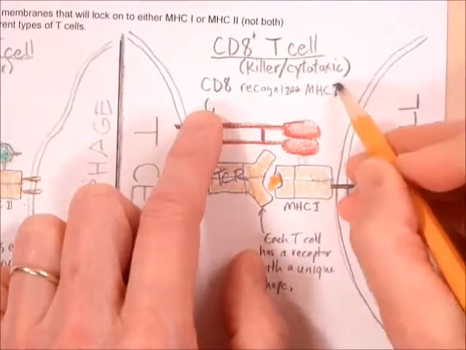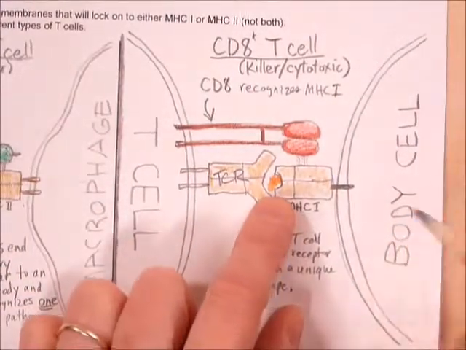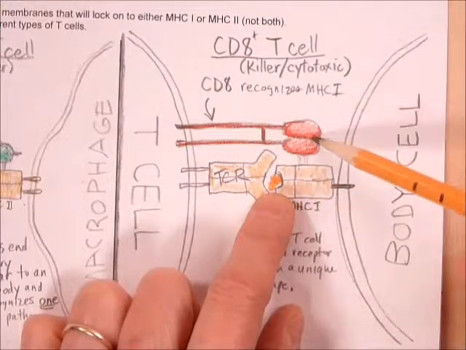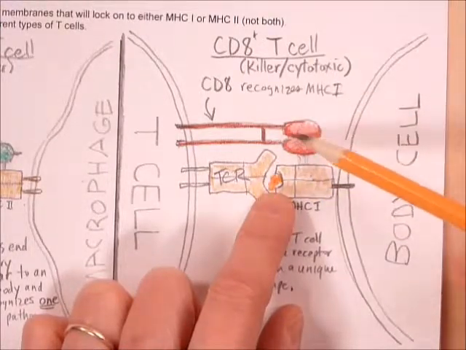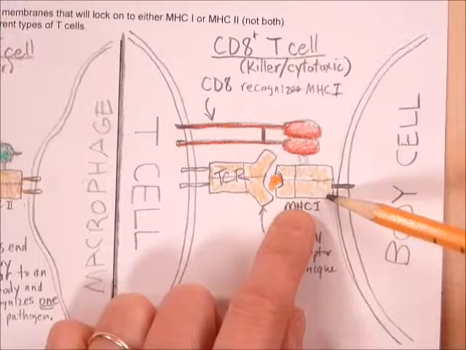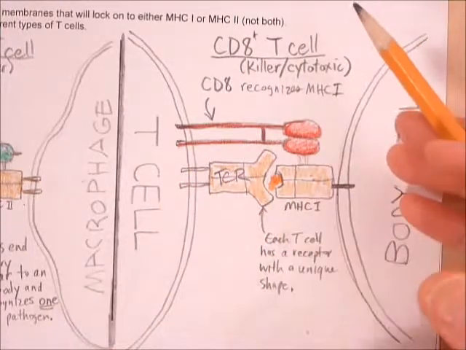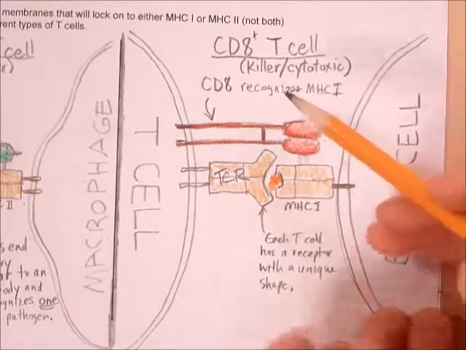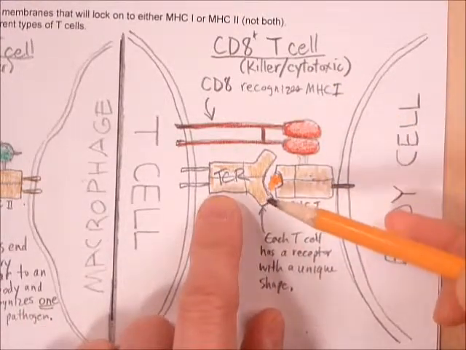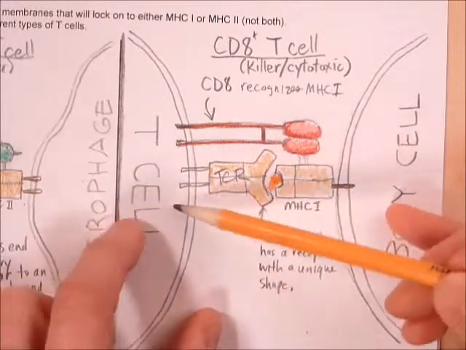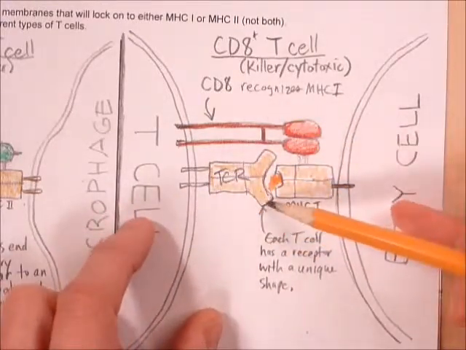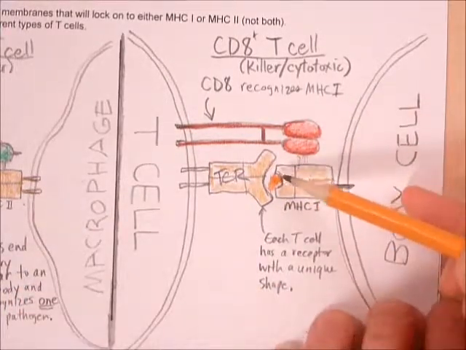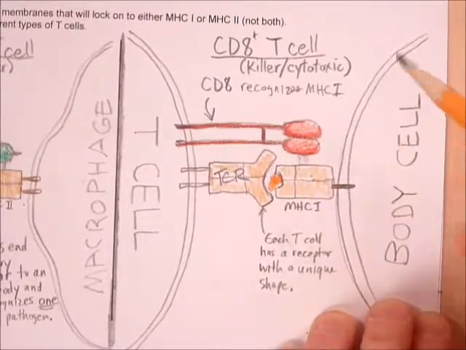MHC1 on body cells. So how does it know that it is not stuck to a pathogen, or it's not on a macrophage? Because this thing only matches up with MHC1. So what happens if this is a match and it's looking for a bad thing? Now, we'll talk more in the next drawing about T cells being trained. They go to the thymus for training, and they are trained to not attack body cells.